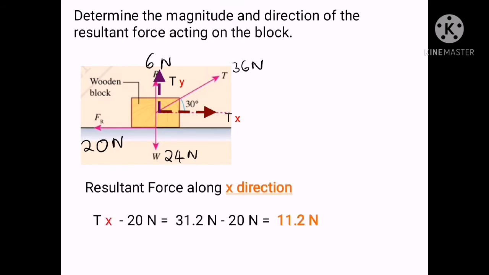So now we're going to calculate the resultant force along the x direction, meaning we are going to consider the forces along here, which is only my Tx to the right and my frictional force to the left. So to calculate the resultant force along the x direction, it is simply Tx minus 20 Newton. So that is equal to 31.2 Newton minus 20 Newton. So my resultant force along the x direction is 11.2 Newton.